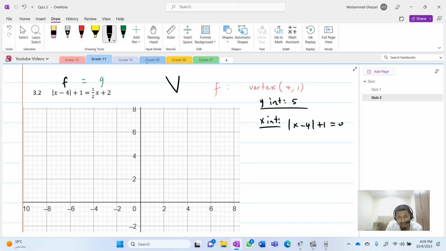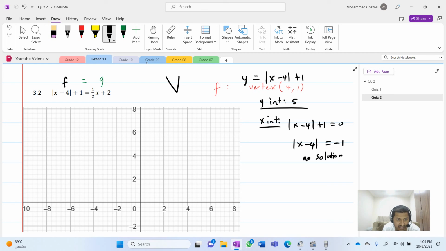In other words, remember the equation was y is equal to the absolute value of x minus 4 plus 1. If you're making y 0, you can't solve this equation because the absolute value of x minus 4 is equal to negative 1. The absolute value of a number can't be negative, so we say no solution for x. There's no real solution for x.